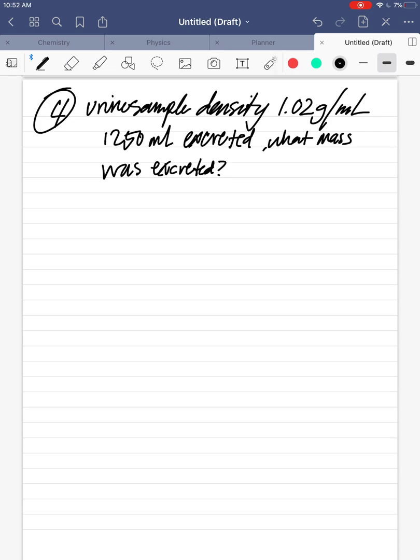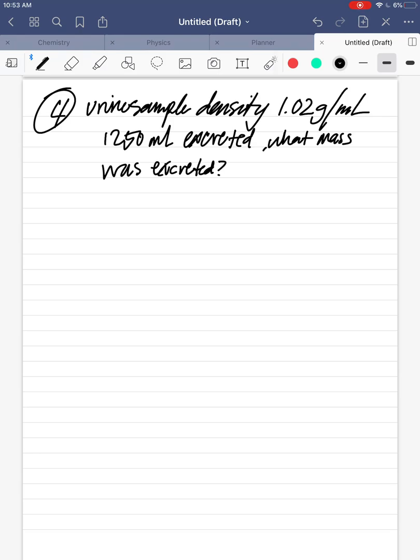Next one, number 4. Urine sample density is 1.02 grams per milliliter. They excreted 1,250 milliliters. What mass was excreted? Goodness, I can't write. Okay, anyway. So really, this is just a density problem.